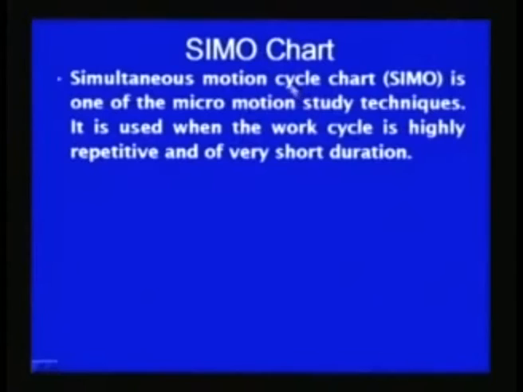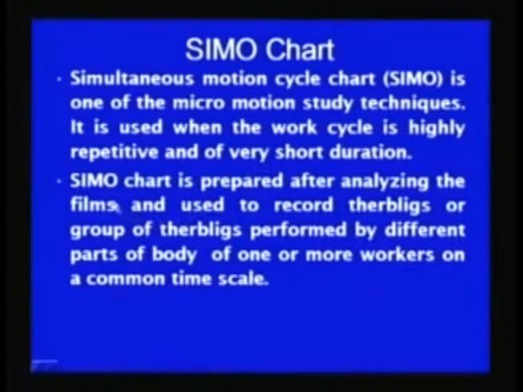The SIMO chart is the abbreviated form of the simultaneous motion cycle chart, and is one of the micro motion study techniques. It is used when the work cycle is highly repetitive and of very short cycle duration. It is prepared after analyzing the film used to record the therbligs or a group of therbligs performed by the different parts of the body of one or more workers on a common time scale. So, basically it records the different therbligs which are being used for carrying out a particular job on a common time scale by one or more workers.